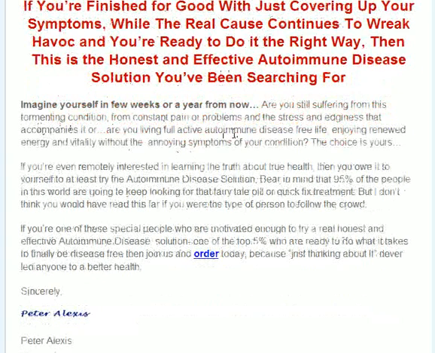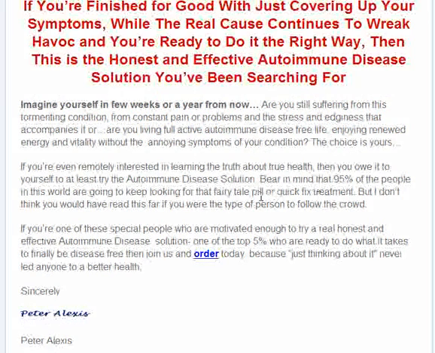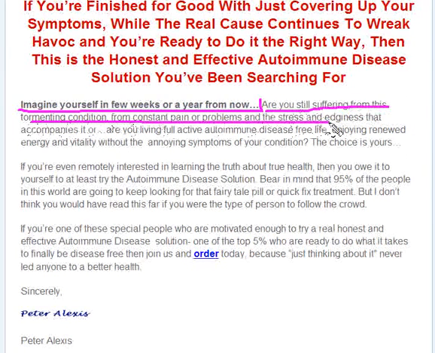A few weeks from now, or a year from now, I see you suffering from constant pain and the stress that accompanies living in a full quarantine. The choice is yours. Bear in mind that 90% of people suffer here. Okay, at this point in the letter, this is what you want to do: imagine them with a life free from the autoimmune disease. You started off by doing that, but you went right back into talking about the problem, which was the beginning of the letter itself.